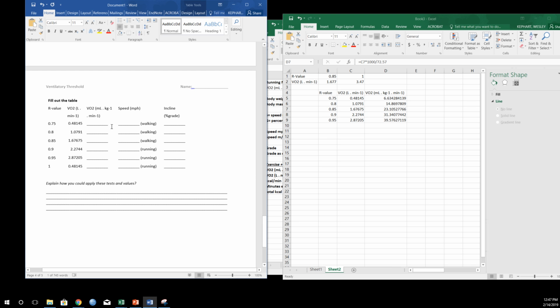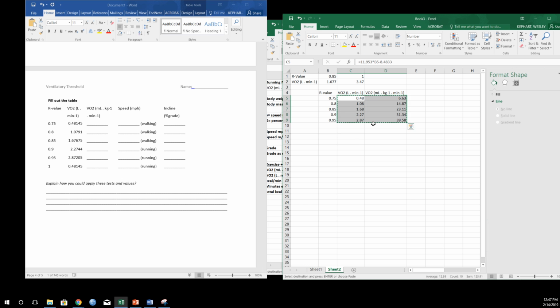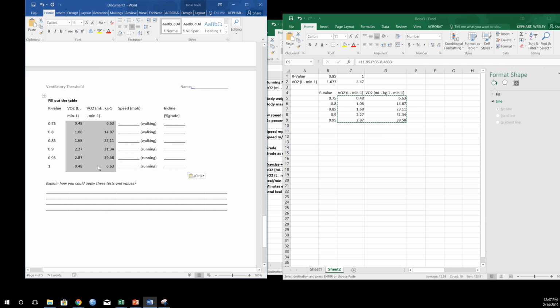All right, so then here, copy that, and what you could do for all of these is decrease the size a fair bit. That'll make it fit a lot better. So there, I just copied that, Control or Command C. Put all of that in there. So far, so good. Now what you're going to have to do is figure out a speed and a percent grade for all of these to work.